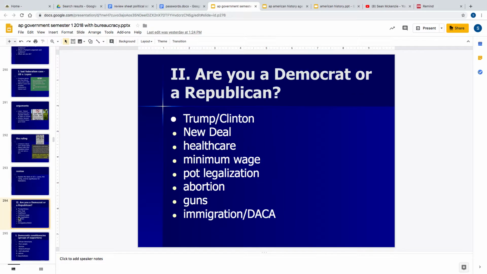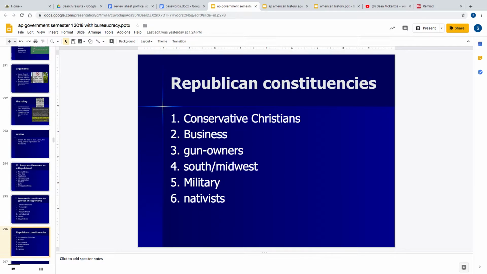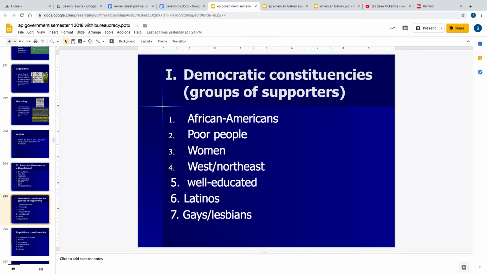And so you have your little test that you took. Then it's the constituencies. There's the Democratic constituency. Constituency means groups of supporters, and there are seven of them. And there's a Republican constituency. The Democrats, we know, are kind of the underdogs in society.